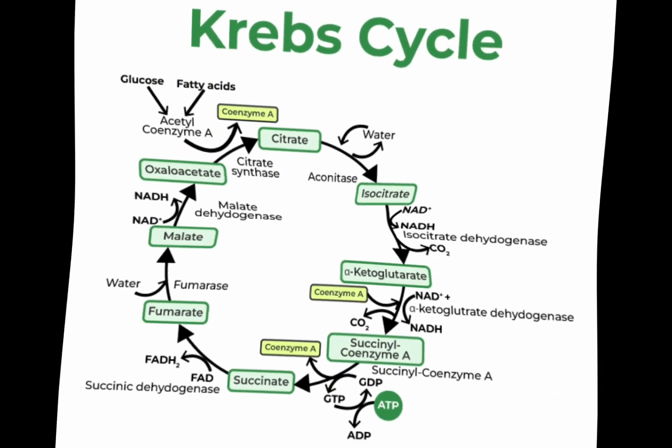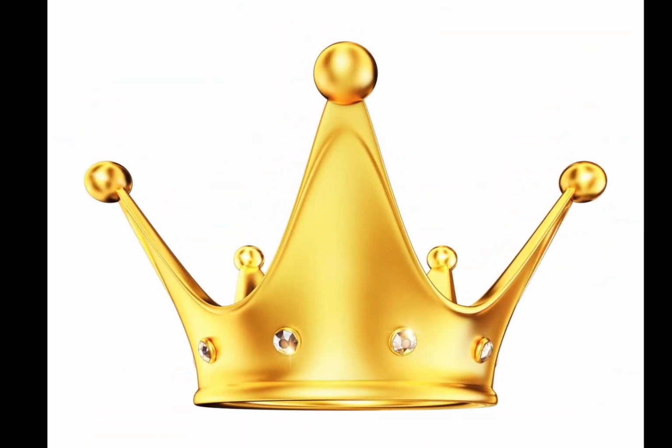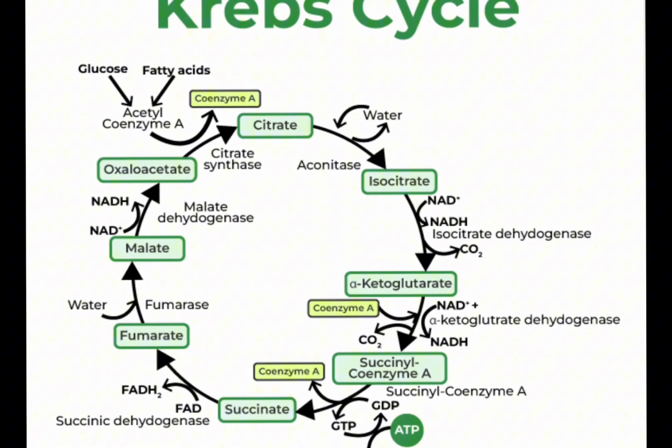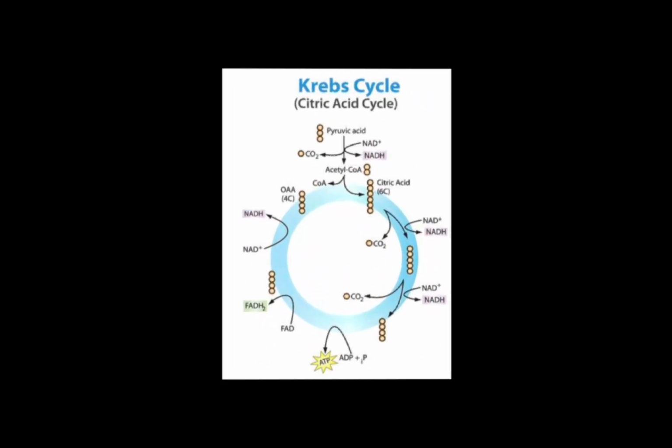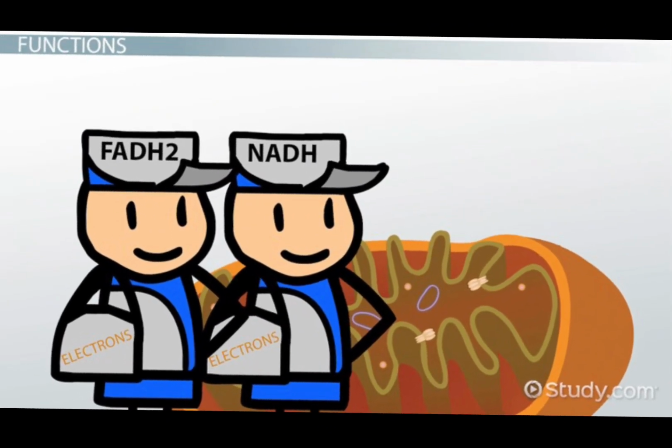This is the Krebs cycle? Yes, the metabolic monarch. This is the Krebs cycle? Yes, where each turn yields invaluable energy. In my domain, coenzymes. How many outcomes? Producing what? NADH, FADH2.